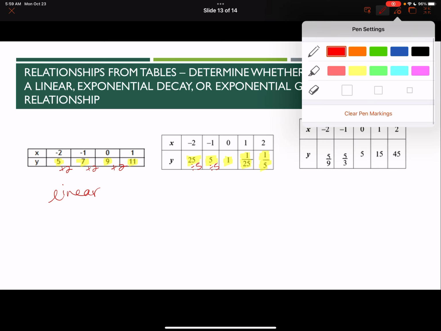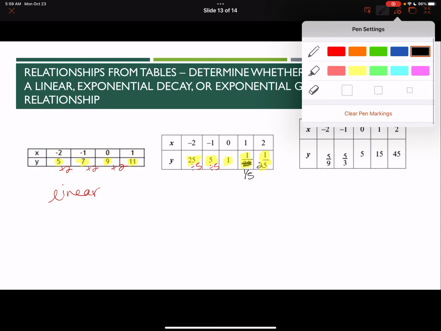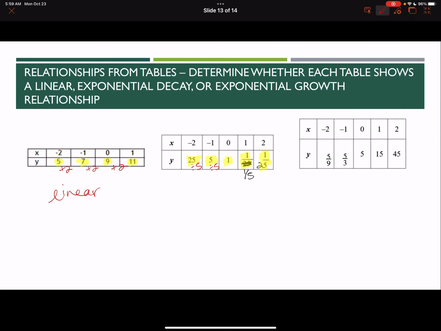So hopefully you can see that instead the pattern is that I'm dividing by 5. And you know what? This is actually a typo. I'm sorry. This should be 1 over 5. Please change that. And this is 1 over 25. So divide by 5, you get 1 over 5. Divide by 5 again, and you'll get 1 over 25. So this is exponential.